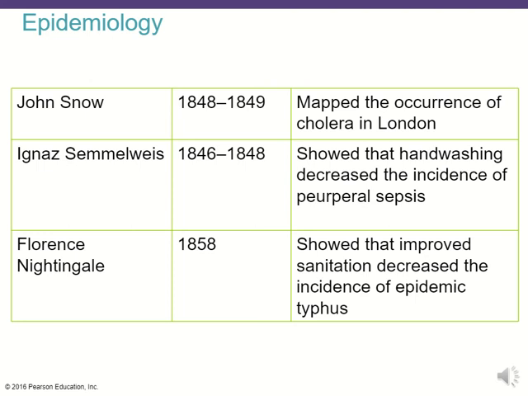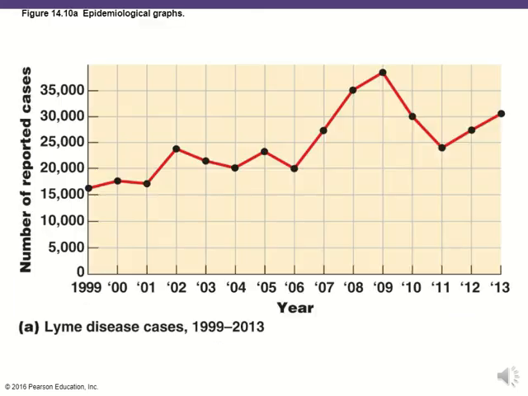Now, there are many big names in the field of epidemiology, such as from the 1900s, John Snow, who mapped the occurrence of cholera in London, Ignaz Semmelweis, who showed that hand washing decreased the incidence of puerperal sepsis, Florence Nightingale, who showed that improved sanitation decreased the incidence of epidemic typhus.